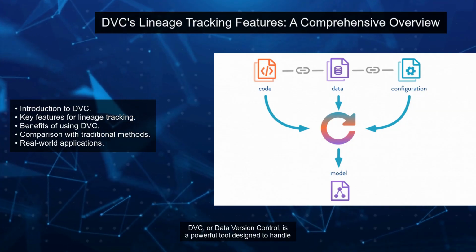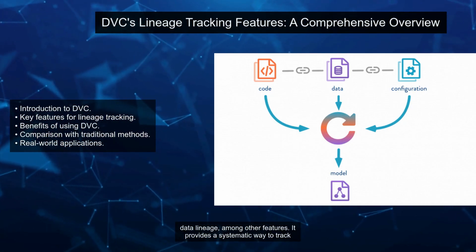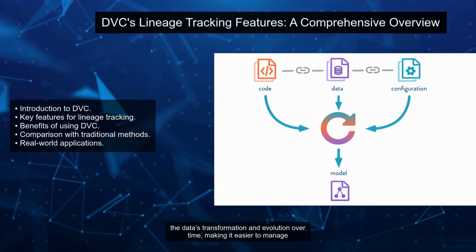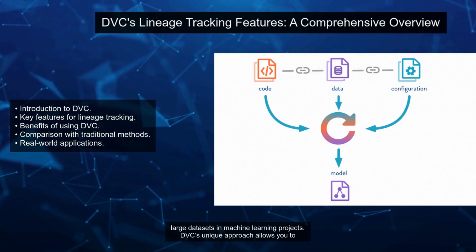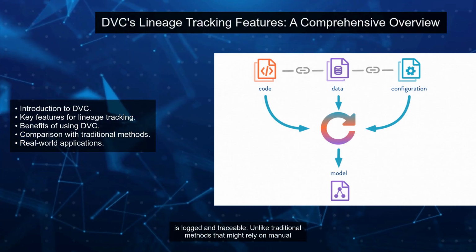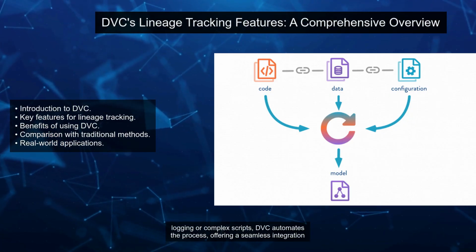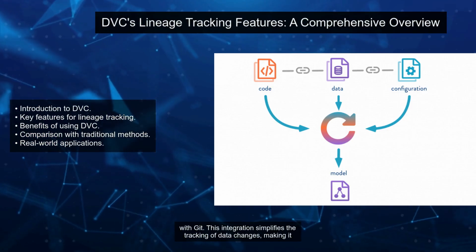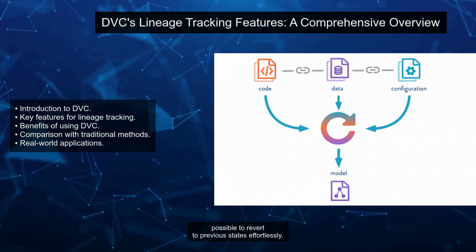DVC, or Data Version Control, is a powerful tool designed to handle data lineage, among other features. It provides a systematic way to track the data's transformation and evolution over time, making it easier to manage large datasets in machine learning projects. DVC's unique approach allows you to version control both the dataset and the model, ensuring that every change is logged and traceable. Unlike traditional methods that might rely on manual logging or complex scripts, DVC automates the process, offering a seamless integration with Git.